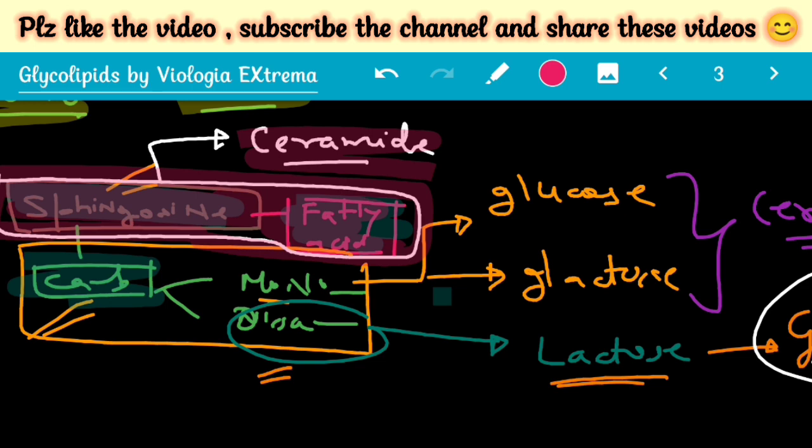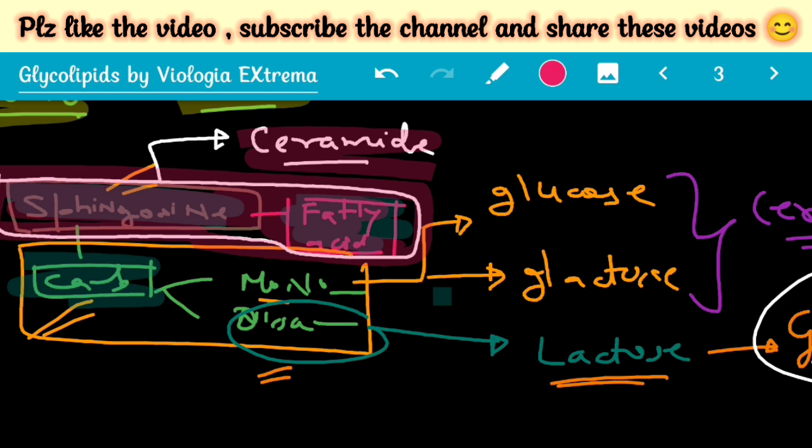Or I can ask you that to a ceramide group I have added a monosaccharide or a disaccharide, which type of lipid is it? Okay, so then again it's referred to as a glycolipid, and specifically as a glycosphingolipid because of the alcohol. Clear? So the ceramide component is this sphingosine plus fatty acid.